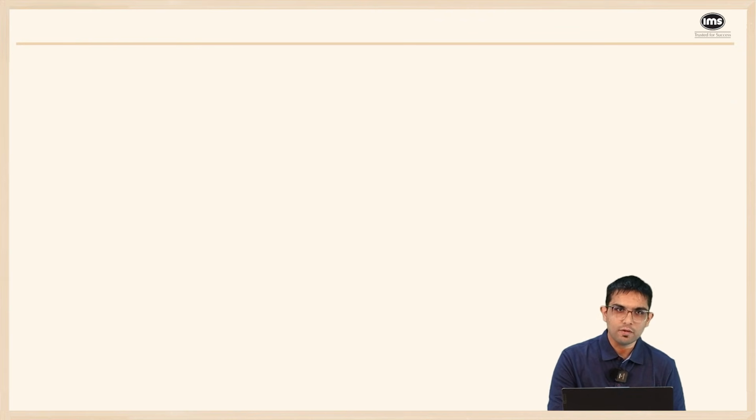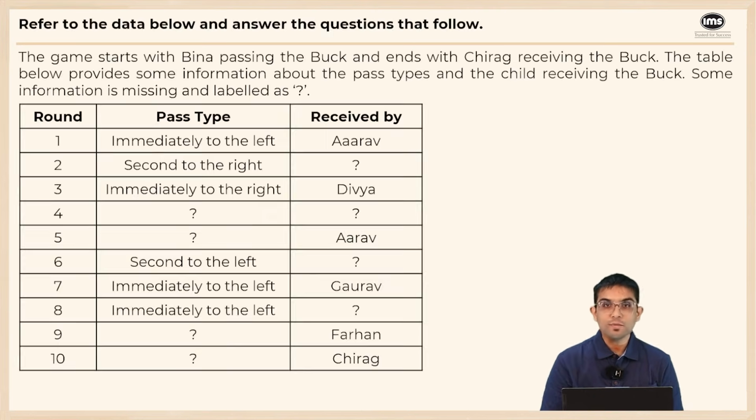Now there was a table given which said the game starts with Beena passing the buck and ends with Chirag receiving the buck. The table below provides some information about the pass type and the child receiving the buck. Some information is missing and labeled as question mark.